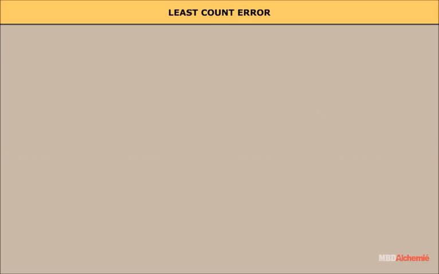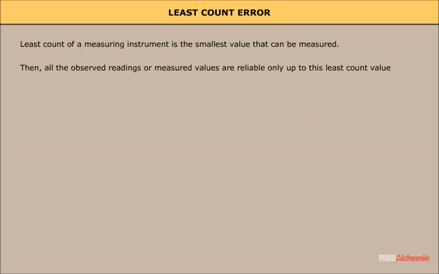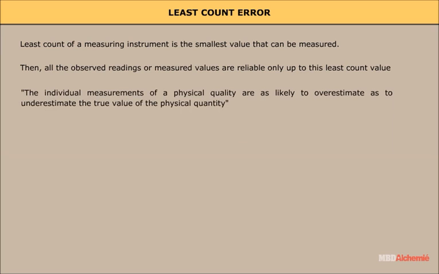Least count error. Least count of a measuring instrument is the smallest value that can be measured. Then, all the observed readings or measured values are reliable only up to this least count value. Least count is equal to minimum measurement on main scale or total number of divisions on circular scale.